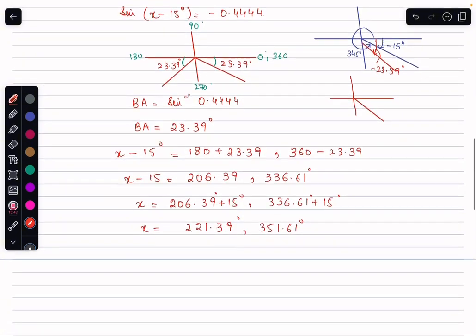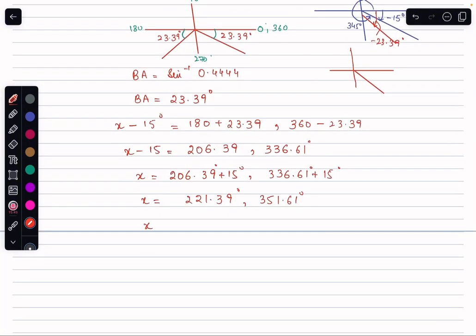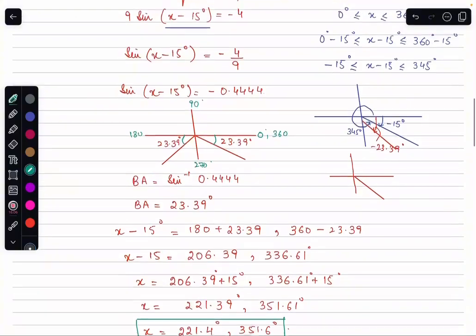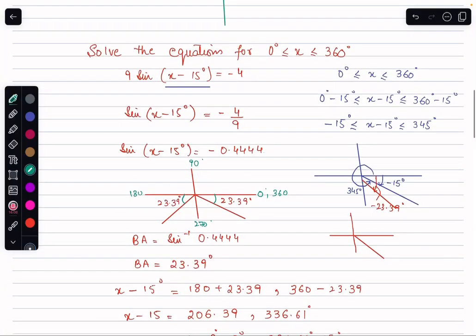Finally I should round off my answer up to one decimal place for the angle value. It should be 221.4 degrees and 351.6 degrees here. So this then is going to be the answer or the solution for the angle value x with respect to 9 sine of x minus 15 equals negative 4.